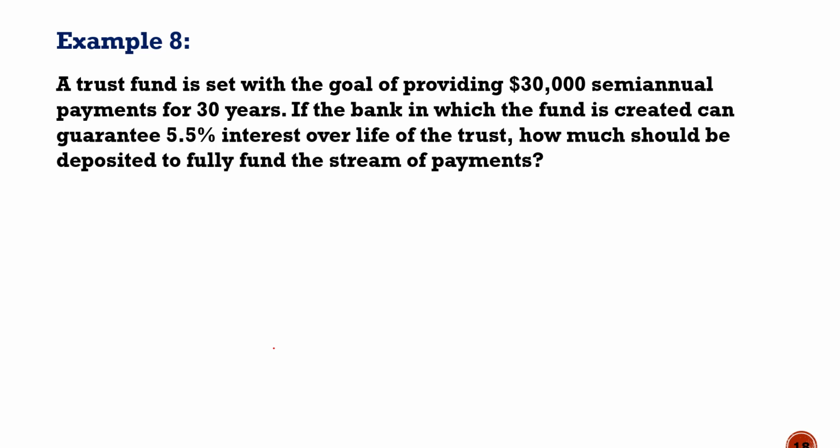Example 8. A trust fund is set with the goal of providing $30,000 semi-annual payments for 30 years. The bank in which the fund is created guarantees 5.5% interest over the life of the trust. How much should be deposited to fully fund the stream of the payments now? This is a present value problem because the lump sum payment must be deposited now.